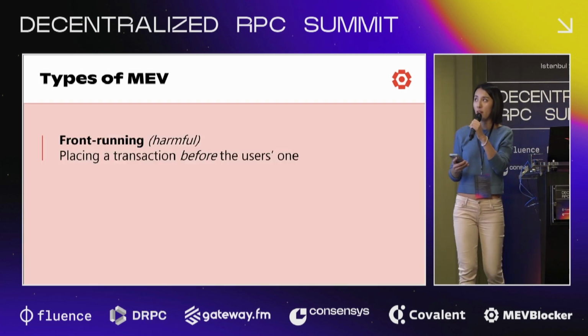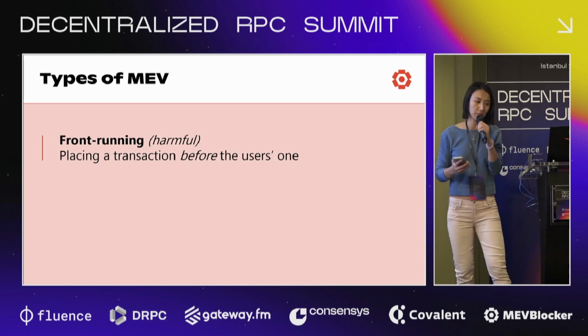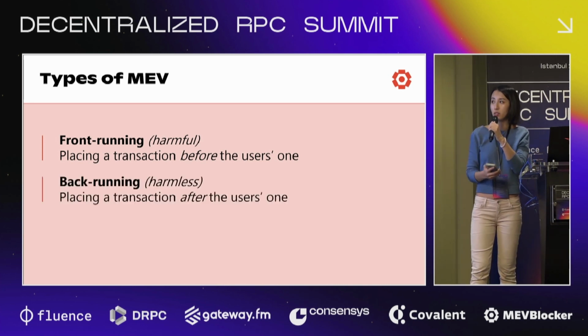So there are different types of MEV. If a searcher pays to have the transaction go before the user's one, it is front running. It is harmful because the users lose the opportunity that they detected first, or they lose the ability to execute the transactions completely. Back running is a harmless one.